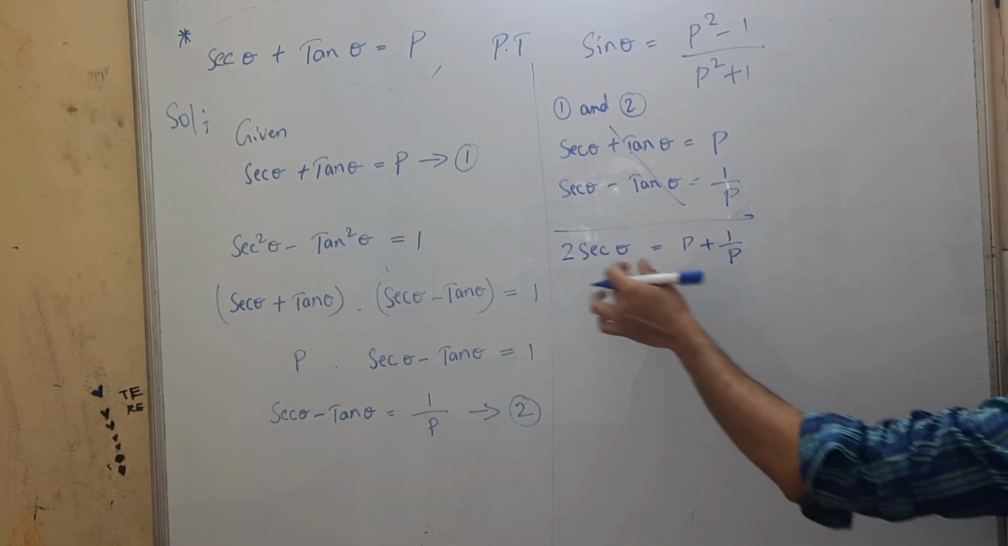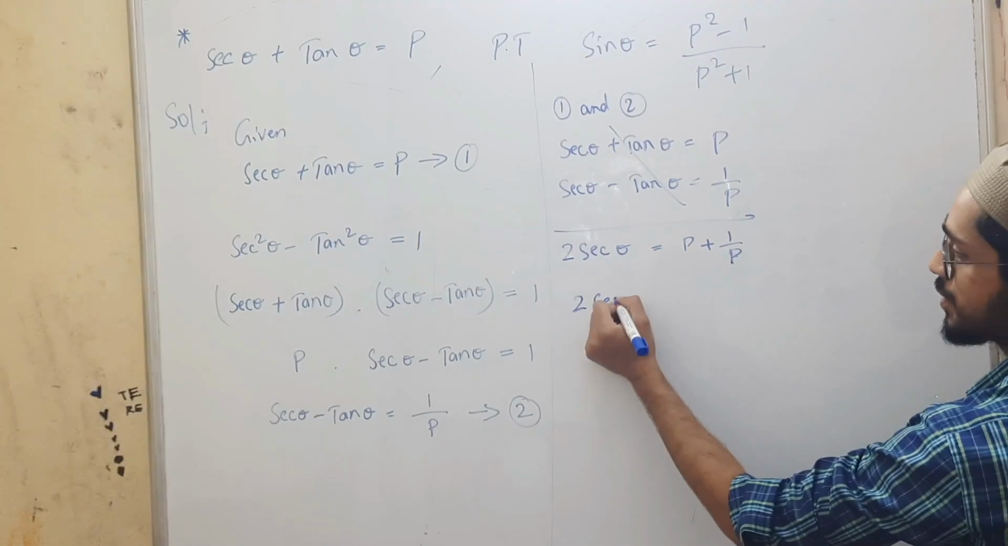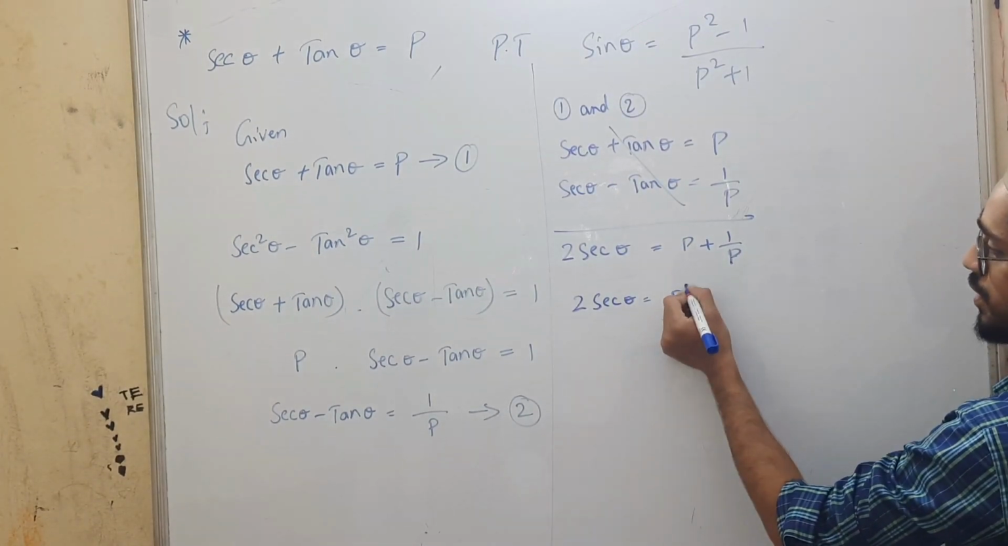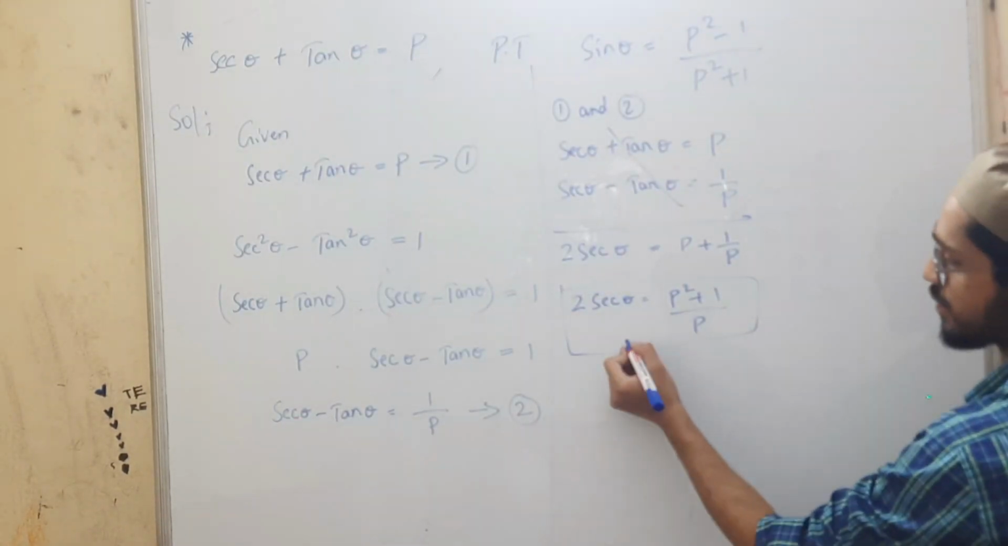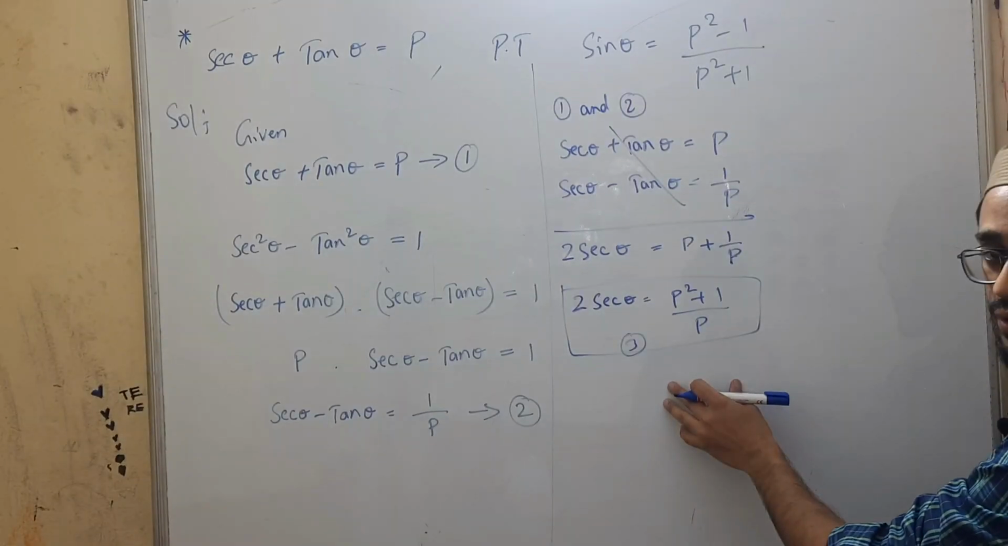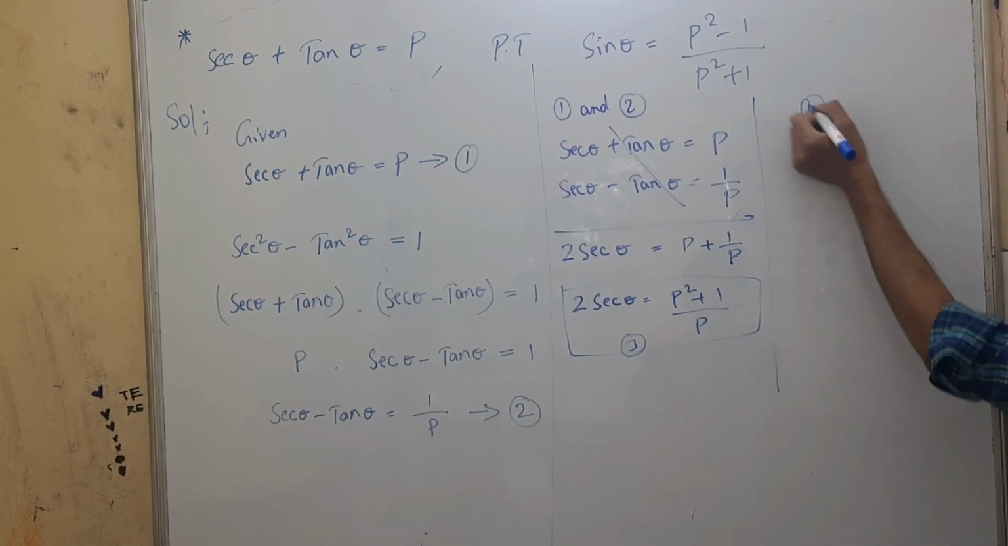Again, next we have 2 secant theta is equal to p plus 1 by p. This will become 2 secant theta is equal to p square plus 1 by p. This will be our third equation. Now to get the fourth equation, again you have to solve the first and second equation.